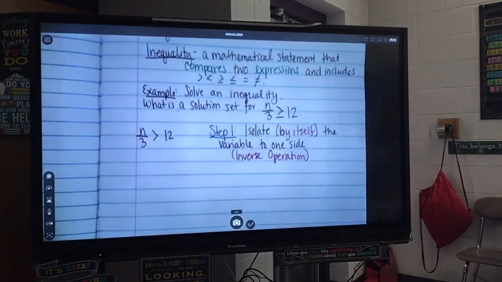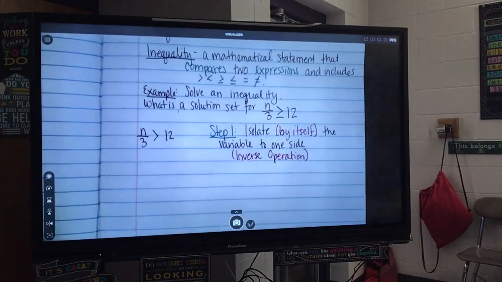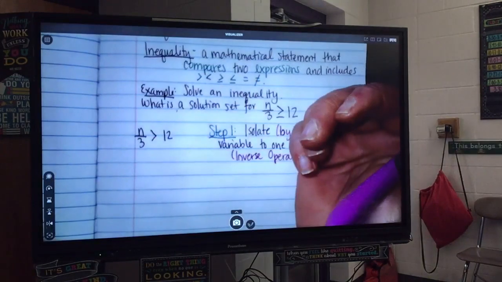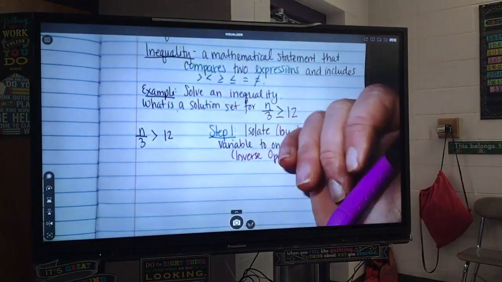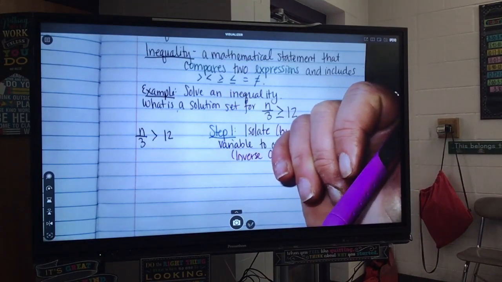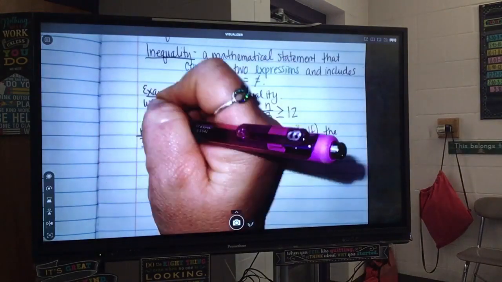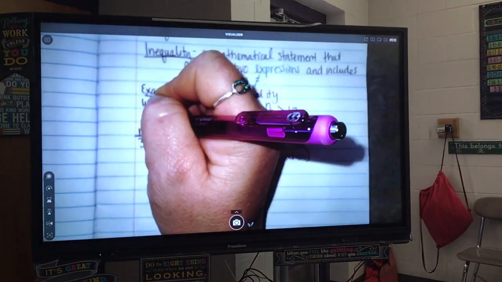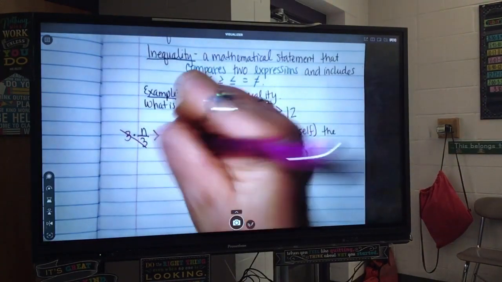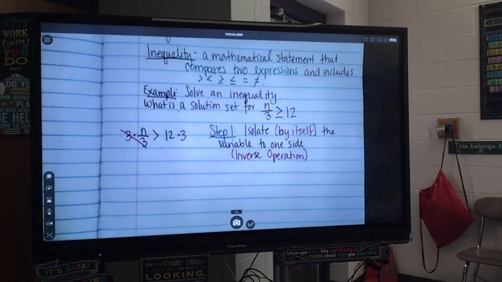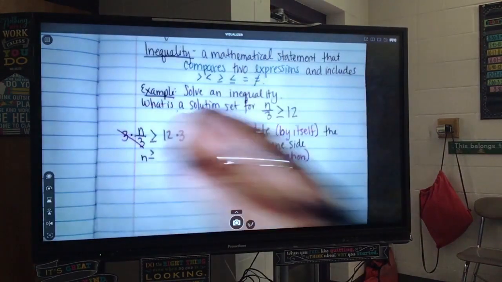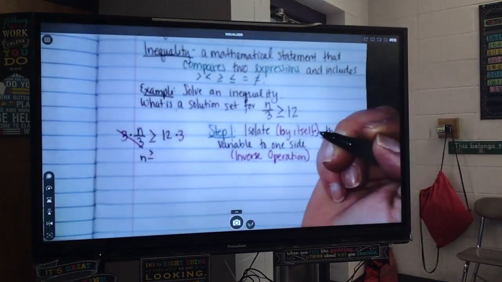Alright, so for step one, if we're isolating the variable to one side, and it's n divided by 3, what do we have to do here? If it's n divided by 3, what's the inverse operation? What's the opposite of multiplication? And then what's the opposite of division? Okay. So we're gonna multiply by 3, and that cancels. We have to multiply this by 3. So n is greater than or equal to, what's 12 times 3? 36.